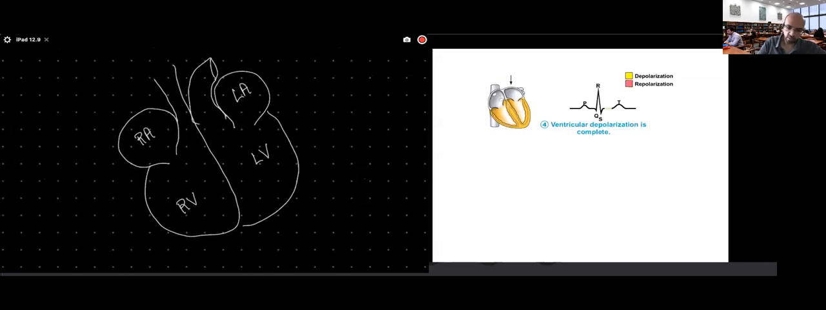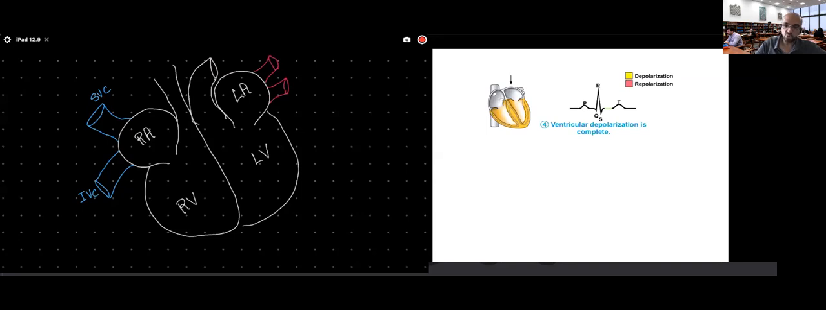So on the right side, the right atrium is going to be receiving the deoxygenated blood through 3 major veins: superior vena cava, inferior vena cava, and the coronary sinus that drains the heart itself. The oxygenated blood returning from the lungs will be drained into the left atrium through the pulmonary veins.